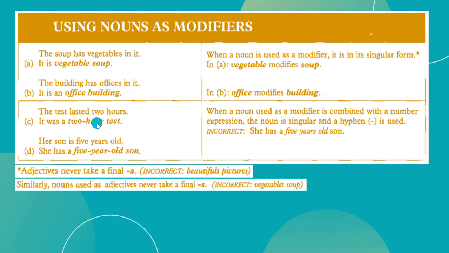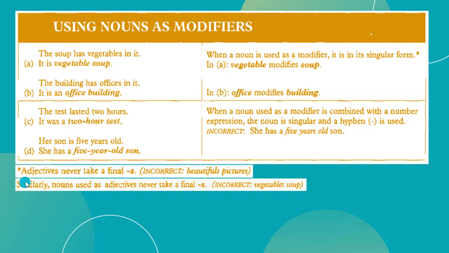And then the test lasted 2 hours. It was a 2-hour test. So and then her son is 5 years old. She has a 5-year-old son. When a noun is used as a modifier, it is combined with a number expression, the noun is singular, and a hyphen is used. She has a 5-year-old son. So this one is incorrect. You have to use a hyphen, 5-year-old son.